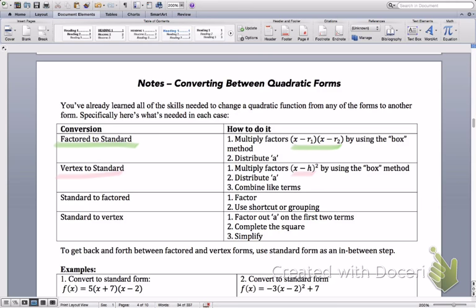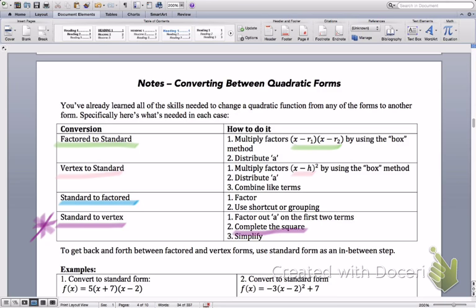And then we have our next method, which is standard to factored. You just factor. That's pretty much it. Do the x factor, use your shortcut or grouping. And then there's our last one, which is standard to vertex. I would say this is the one that will require the most work, just because you have to make sure you complete the square. It's just going back to that skill, dividing by 2 and halving it. But we'll go over an example of each of these cases.